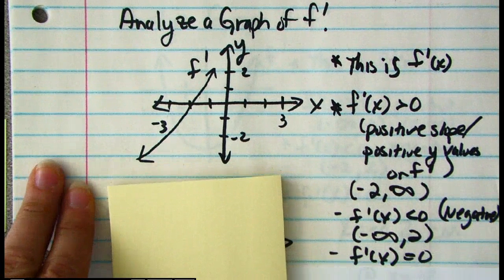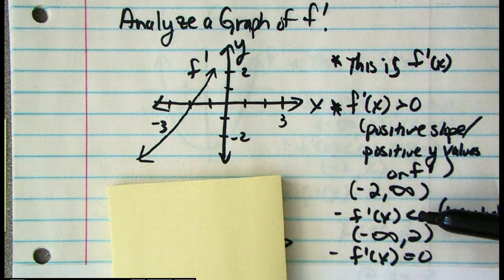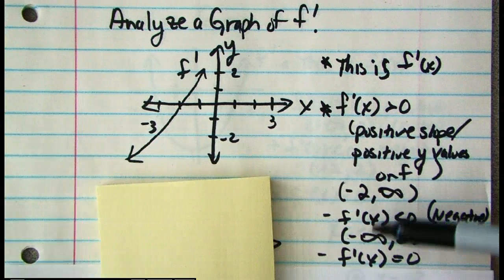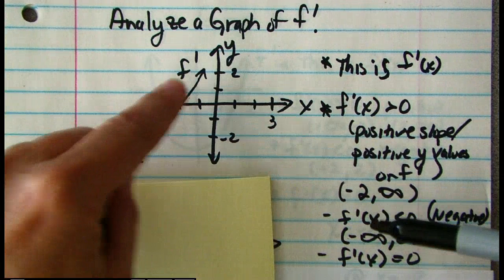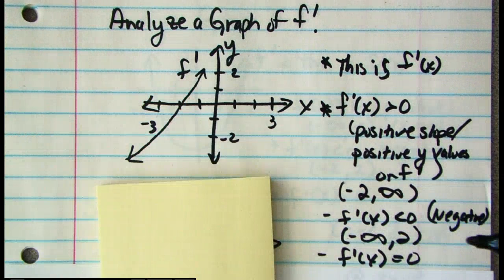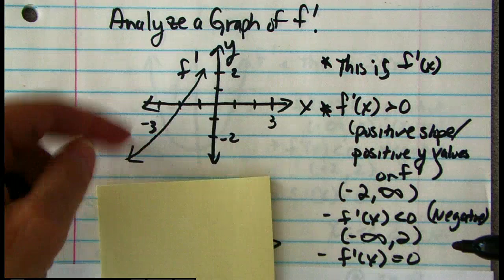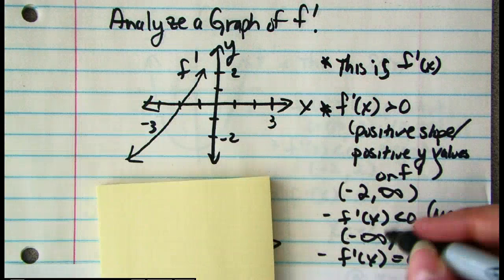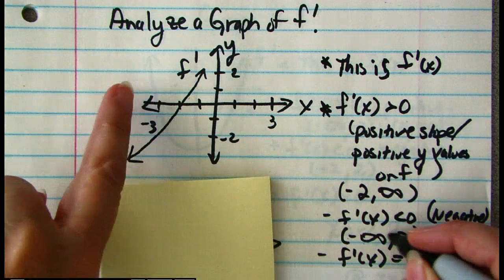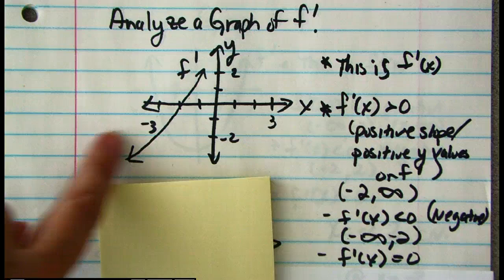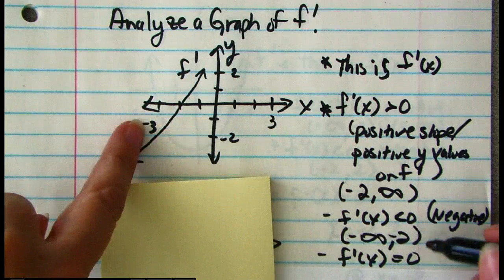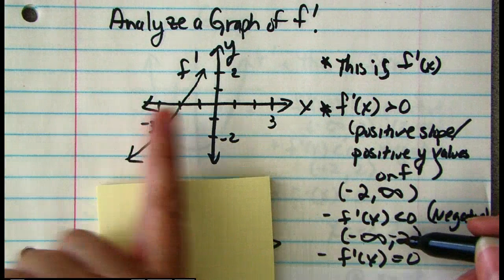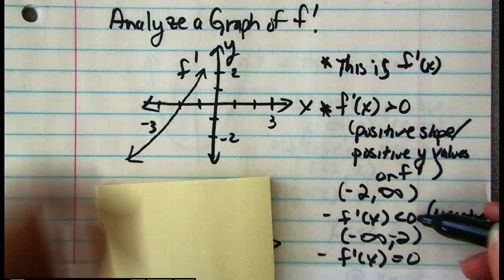The next one, where f prime of x is less than 0, in other words, negative. Where are my y outputs on this graph? Because this is f prime, these two things match. So what x values? Well, all these y's are negative. From negative infinity all the way up to negative 2, my y outputs are all negative. For all of these x's, my y's will be negative values.